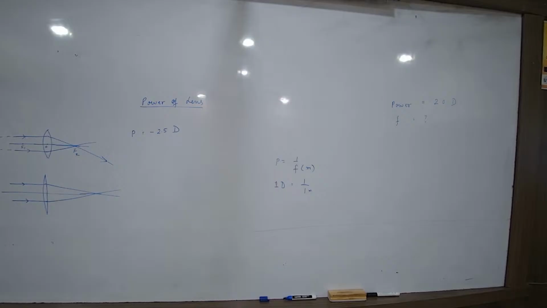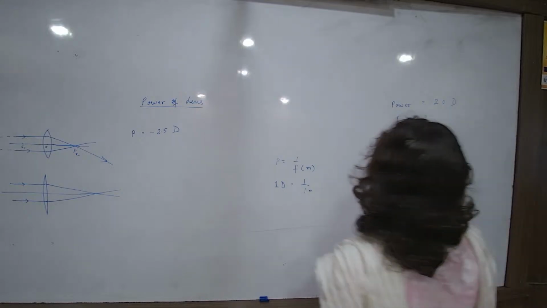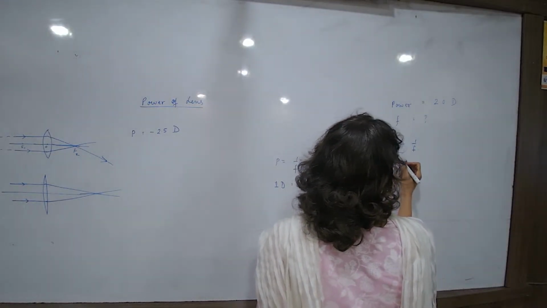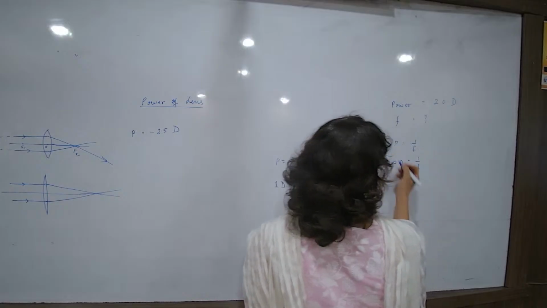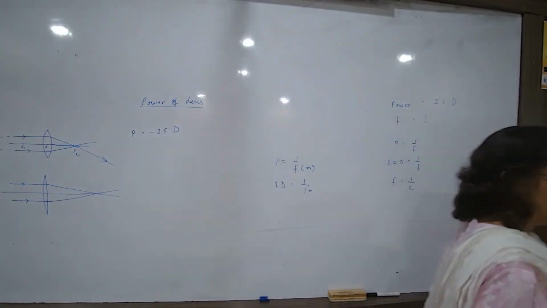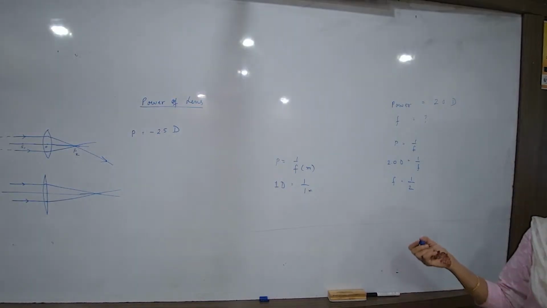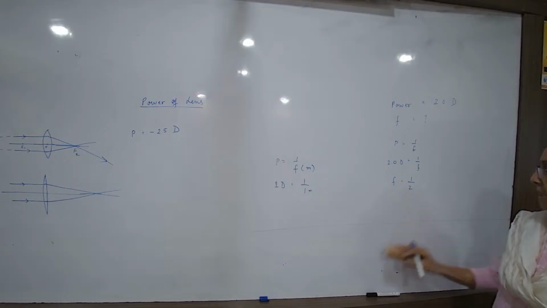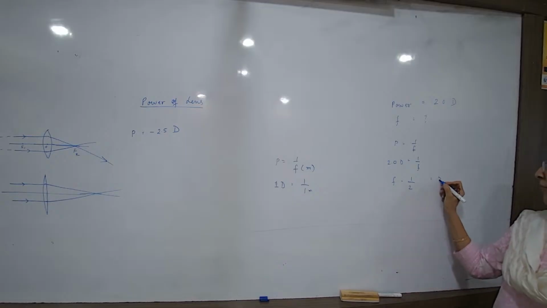You didn't understand? Got it? This is how it is. P is equal to 1 upon F. P we know is equal to 2. It is equal to 1 upon F. So you just change it. F is equal to 1 divided by 2. 1 by 2 is nothing but half, so it is 0.5. This is in meters, remember. F will be in meters. So that's equal to 0.5 meter.